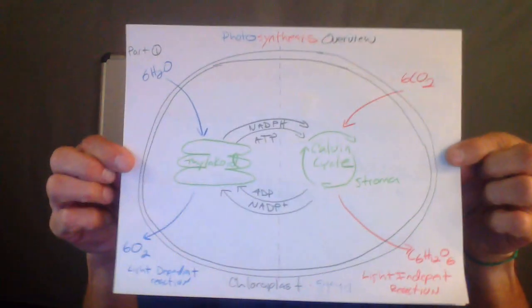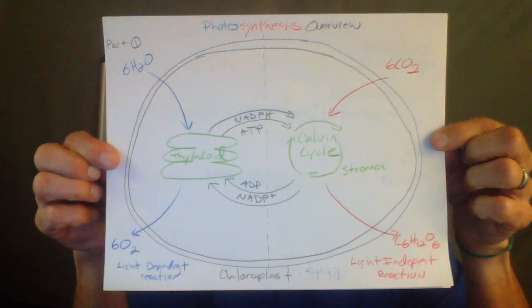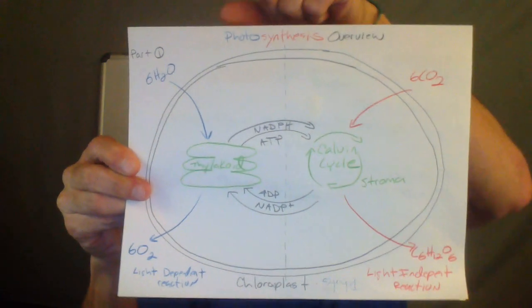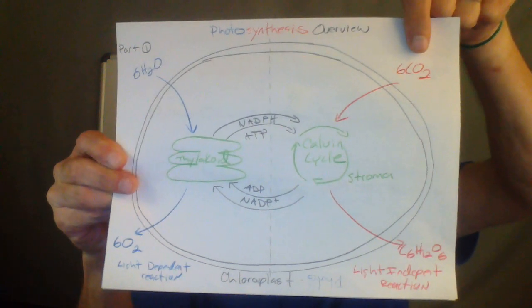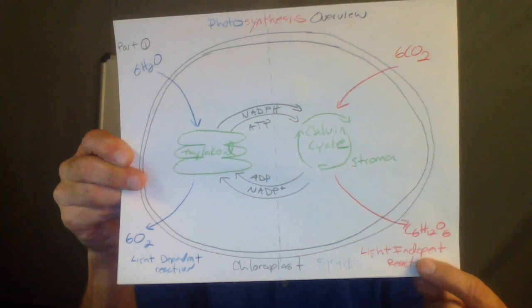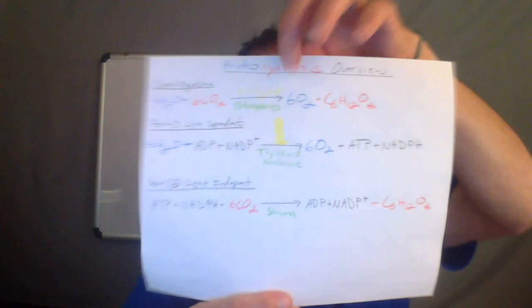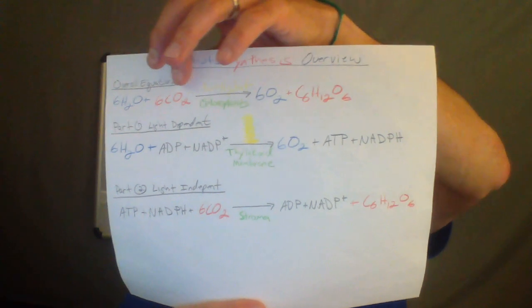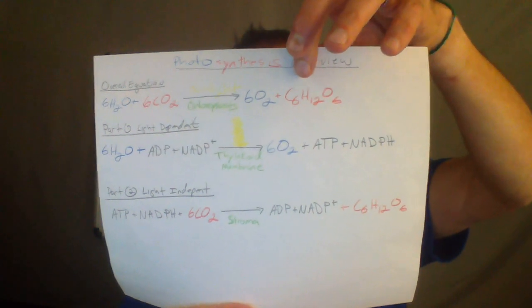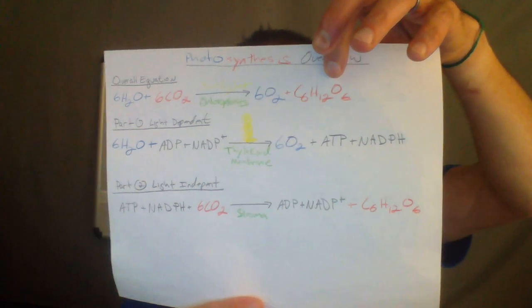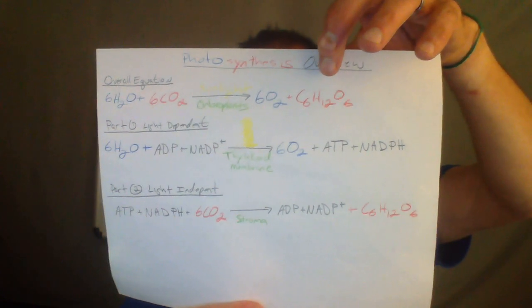So again, hold this up for the final product. If you need to pause it, you can certainly do so. But notice how we have water and carbon dioxide going in. We have the oxygen and the glucose coming out. And that matches our overall equation. Let's go back to this. We have our water and carbon dioxide going in, and then we have our oxygen and glucose coming out. So that's our overall equation.